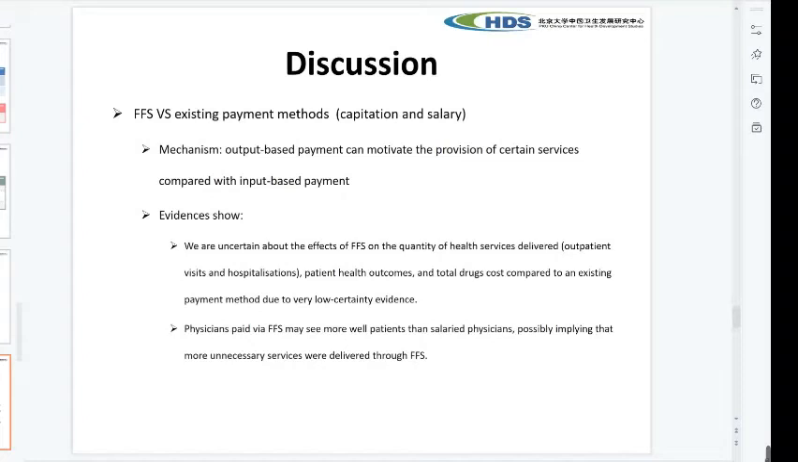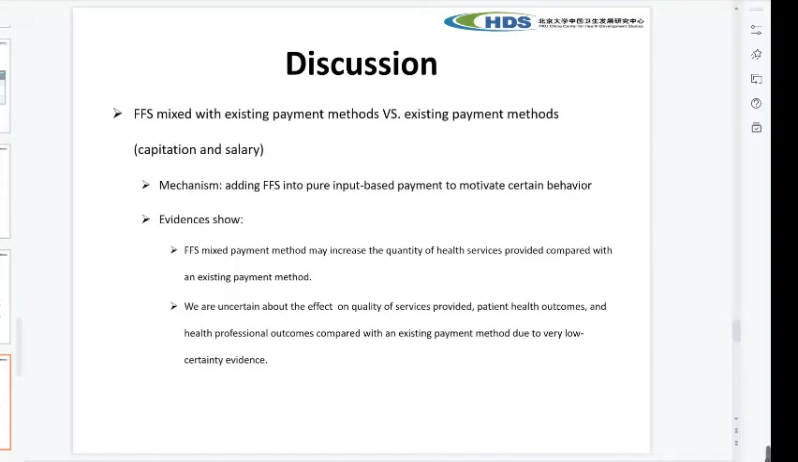For comparison 2, fee-for-service compared with capitation or salary, the assumption is that output-based payment through fee-for-service can motivate the provision of more services compared with input-based payment. But because of the high risk of bias and the heterogeneity of included studies, we cannot get a certain conclusion on this comparison. For the third comparison, fee-for-service mixed with existing payment method compared with existing payment method.